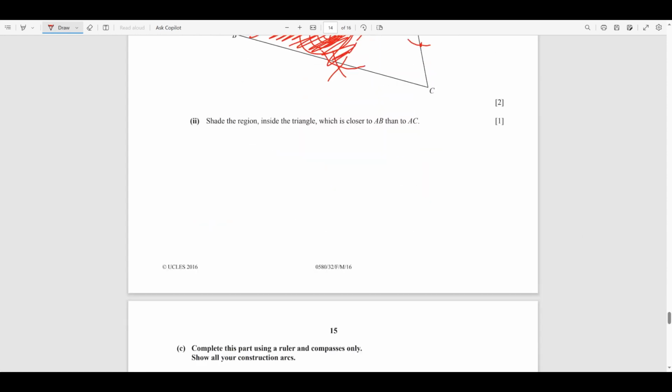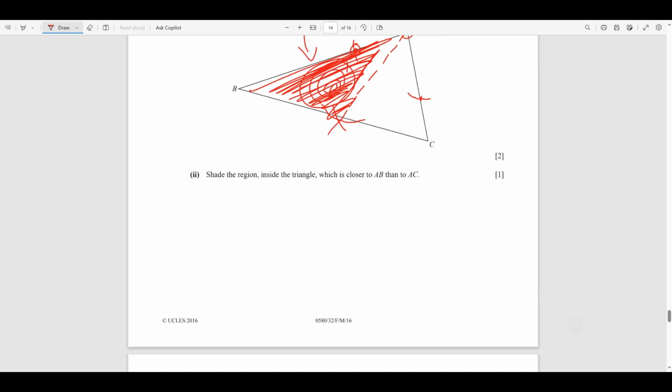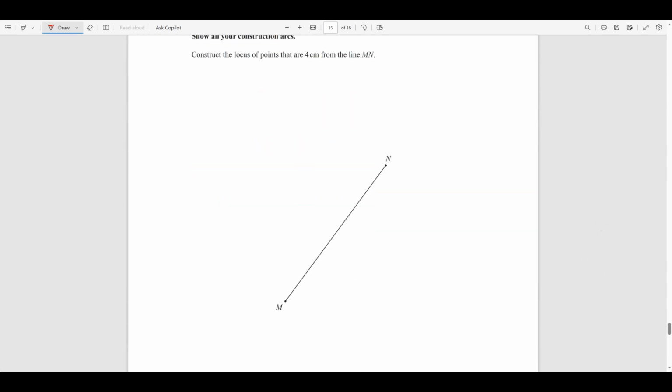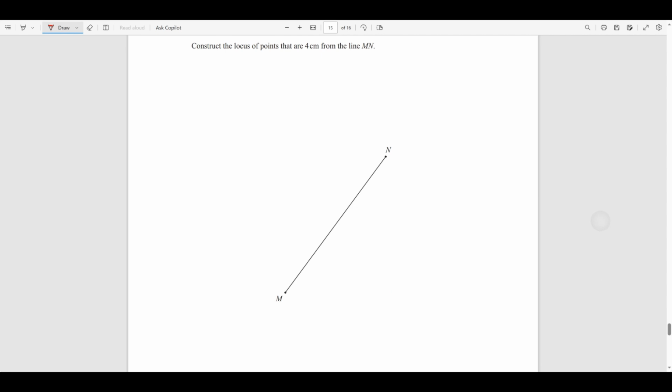And then part C, complete this part using a ruler and compasses only. Construct the locus of points that are 4 centimeters away from the line MN. Okay, so 4 centimeters. Now there could be infinitely many points which are 4 centimeters away from the line. This point could be exactly 4 centimeters away, which means I'm talking about perpendicular distance, right? So this could be another line which is 4 centimeters away from this. There are many. So how would you do this?